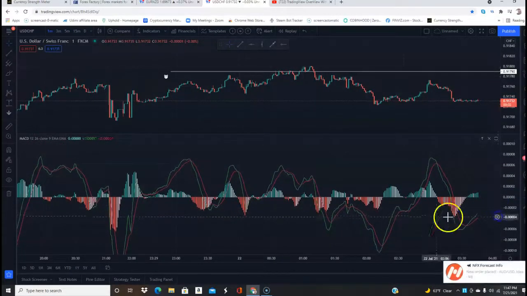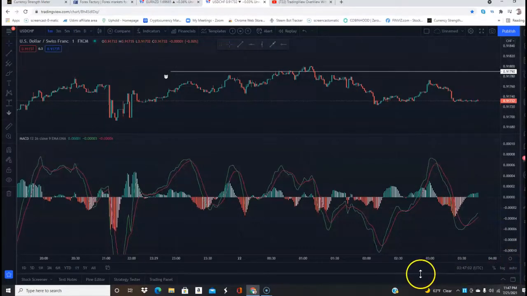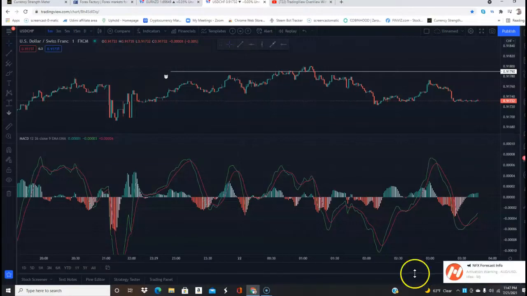Alright guys, so here, before we actually get into the MACD, let me explain to you what the MACD actually is and what it actually does. Okay? So the MACD, first off, is short for Moving Average Convergence Divergence. The MACD is a trend following momentum indicator that shows the relationship between two moving averages of an asset's or currency's price.